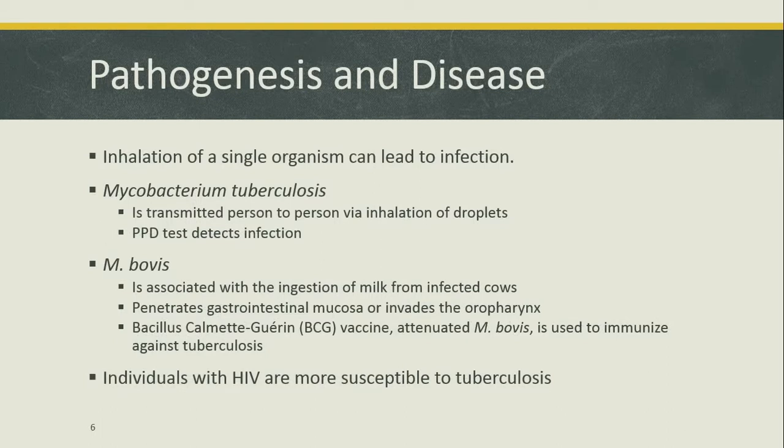Pathogenesis and disease. You can even be infected by inhaling just a single organism. Usually people who are more susceptible are the ones who are immunocompromised. Your PPD test is the one that detects whether you have infection. And M. bovis is one that's associated with the ingestion of milk from infected cows. But this is where the BCG vaccine comes from. An attenuated version of the M. bovis organism is used to immunize people against tuberculosis.